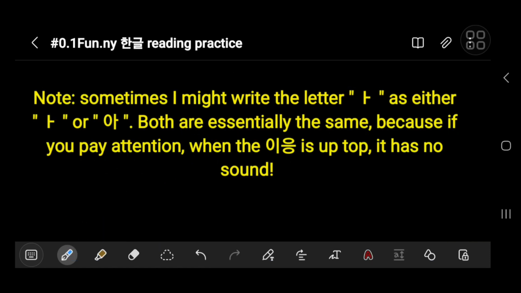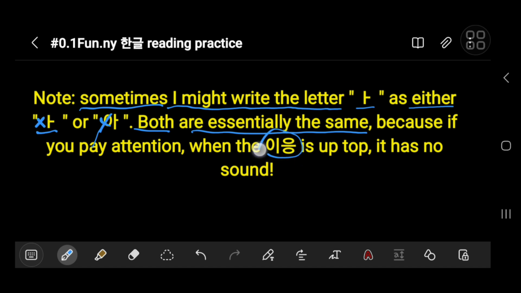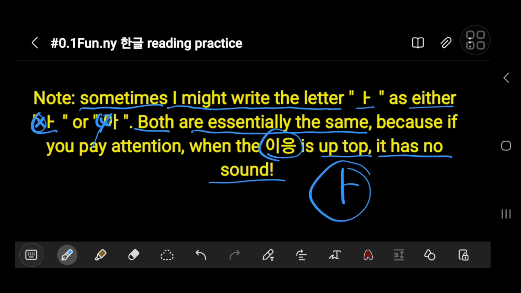Now it's good for you to know this because sometimes I might write the letter A as either the A without the ieung or with the ieung. Now both of these two are essentially the same, because if you pay attention, when the ieung is up top, in the up top position here, then it has no sound, right? This ieung has no sound, so all it is simply this ah sound. So essentially it's going to be about the same.